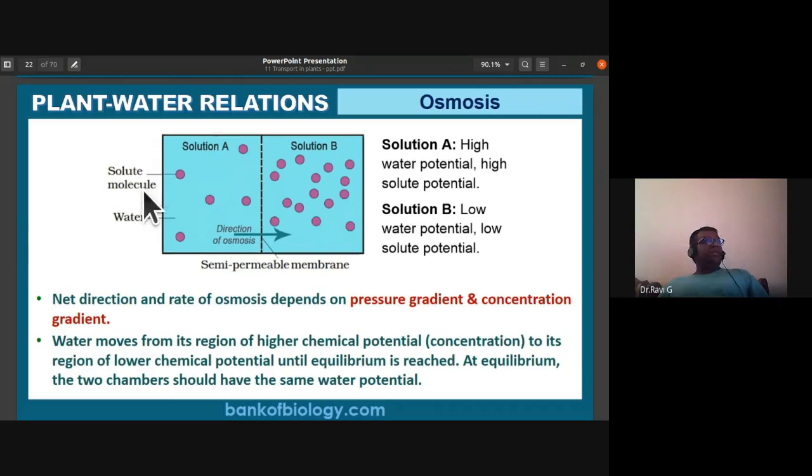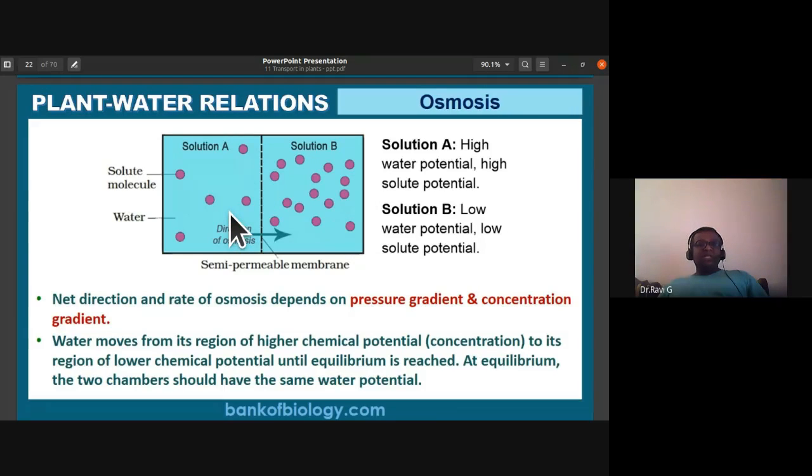Now, osmosis. Here there are two chambers. In the chambers, they have solution A and solution B. So solution A has higher water potential. That is, it has more water and lesser solute, and high solute potential. In solution B, which has more solute, the more the solute, the lower the solute potential. We discussed that statement. So solution B has lower water potential and lower solute potential.